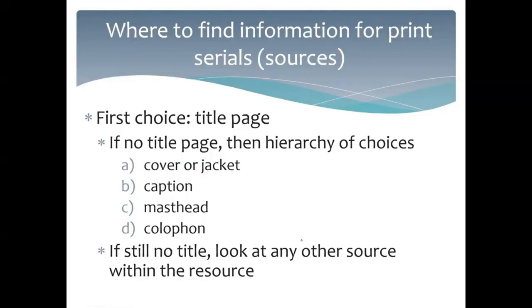If there's no title page, no front page for a newspaper or magazine, no cover, then you're going to look at a hierarchy of choices. So it could be a cover or jacket. We don't really have jackets too much with serials. Sometimes you do. Some serials will have a cover and a title page. So if there's a title page, you're always going to prefer the title page. If there's not a title page, and many serials do not.